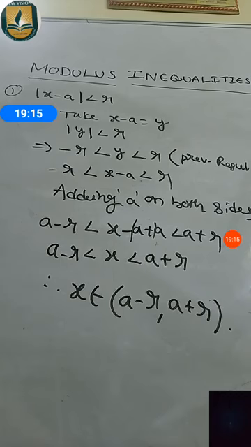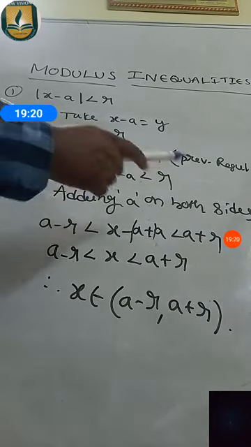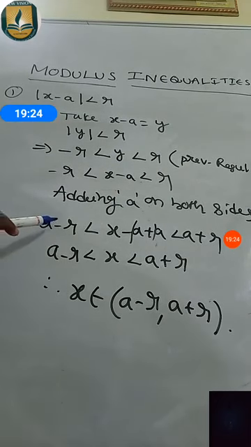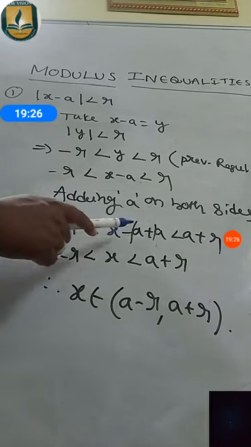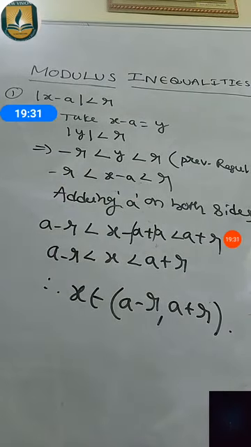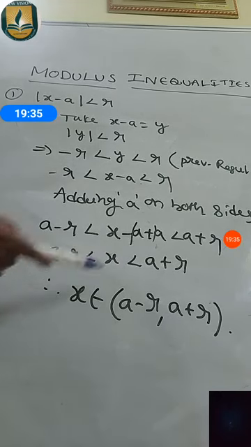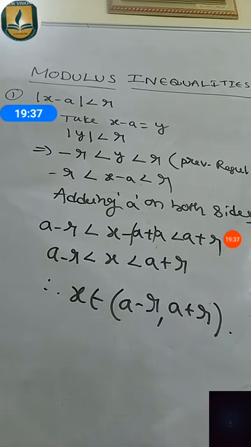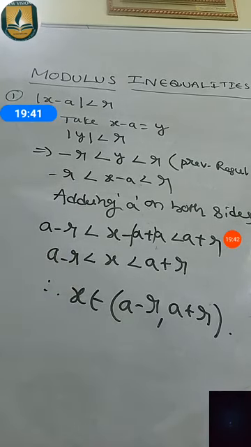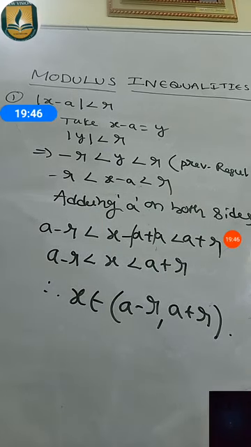Now we need the x value. Adding A on both sides, we get A minus R less than x minus A plus A less than A plus R. Now A minus R less than x less than A plus R, because minus A and plus A will cancel. That means x belongs to the open interval A minus R comma A plus R. Like this we get the first proof.